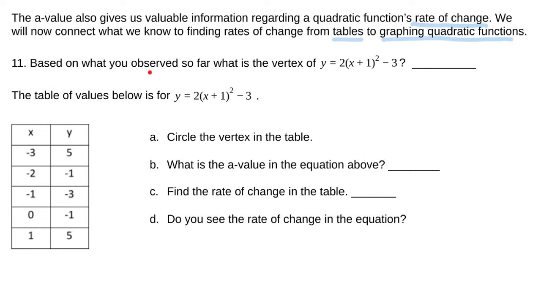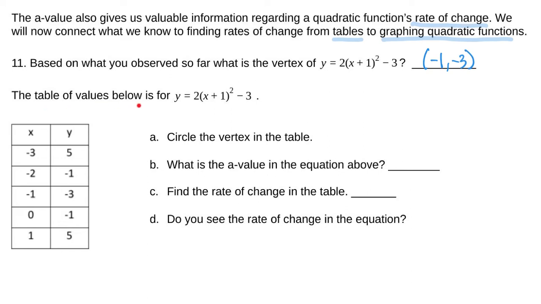For 11, based on what you observed so far, what is the vertex in this equation? And when we put those in Desmos, we were seeing that this value right here is the opposite for the vertex, and this value right here was the same for the y-coordinate of the vertex, just like absolute value. So this is going to be -1, -3 for the vertex.